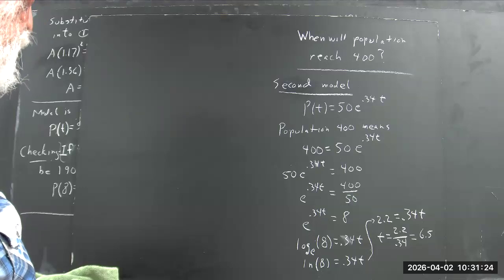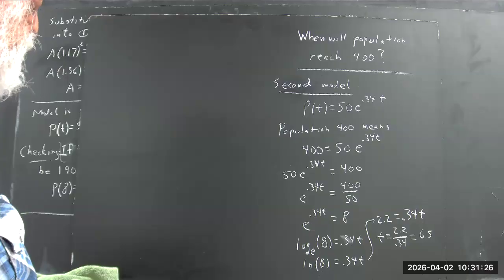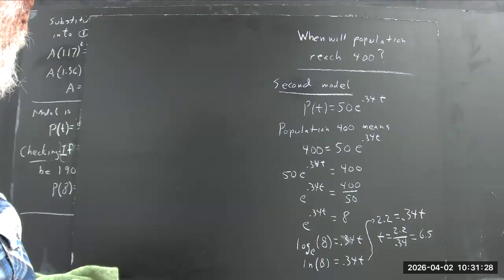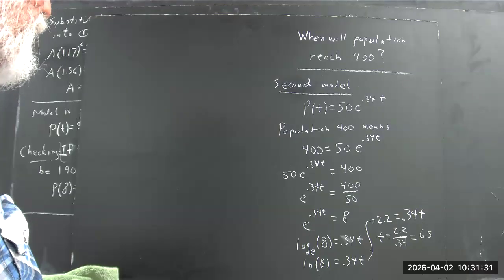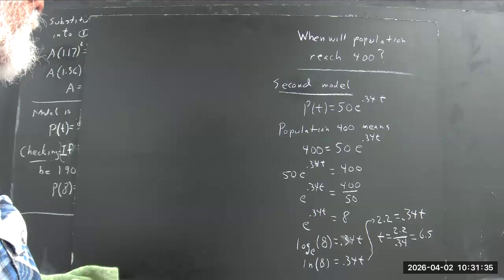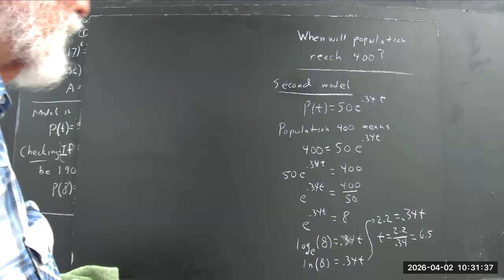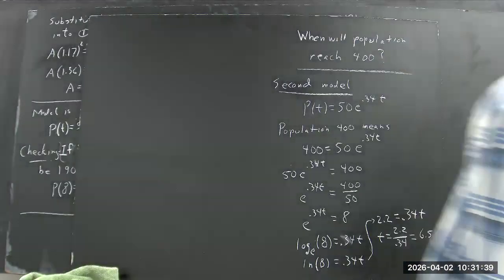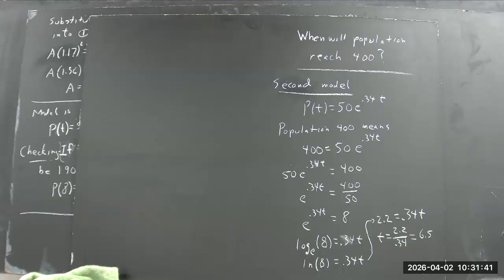And that just isn't so, because the population is 190 when t equals 8. So what did I do wrong? Probably something. I'm going to pause here, see if I can locate an error. But the process that I've used is completely valid.